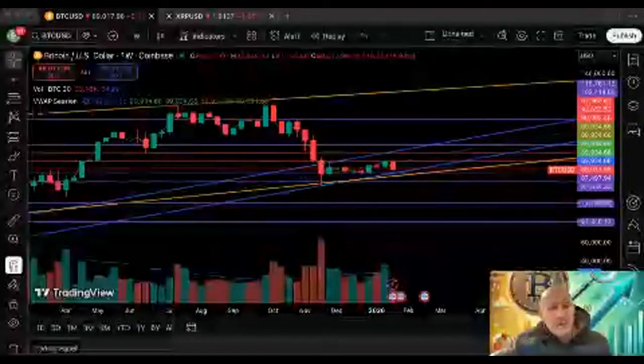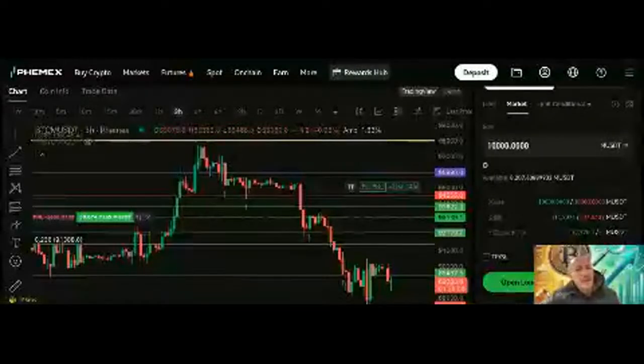Change screens here. There we go. That'll work.